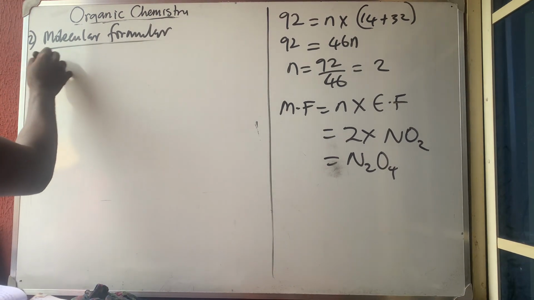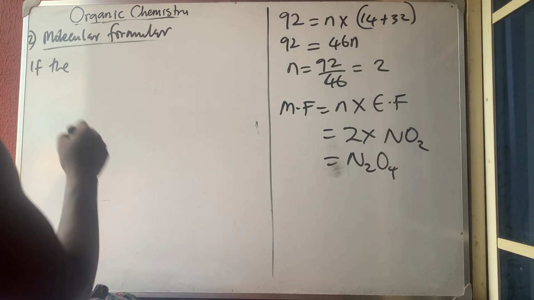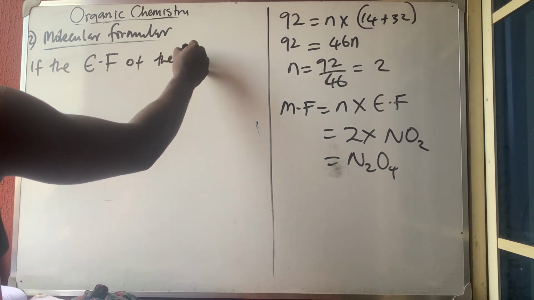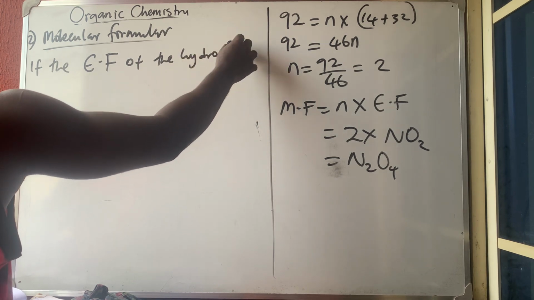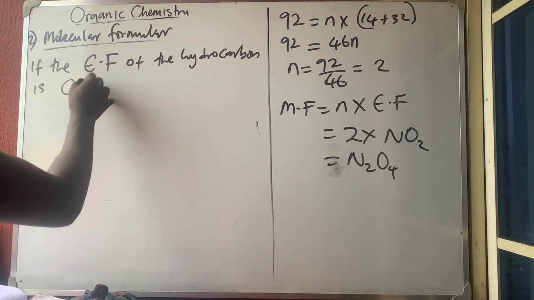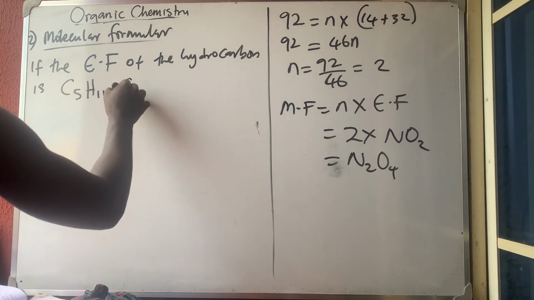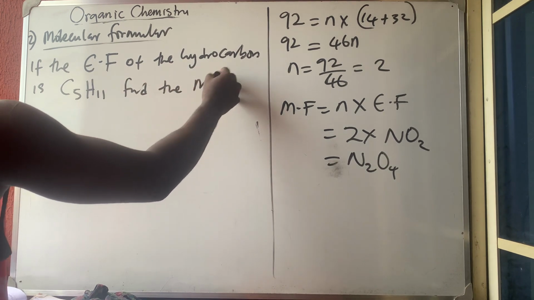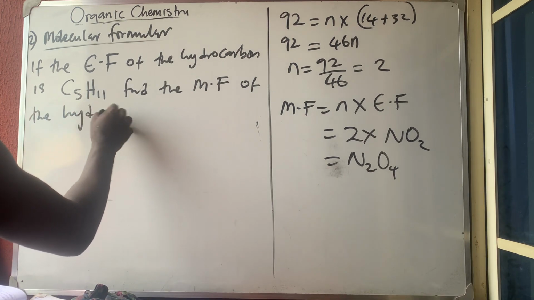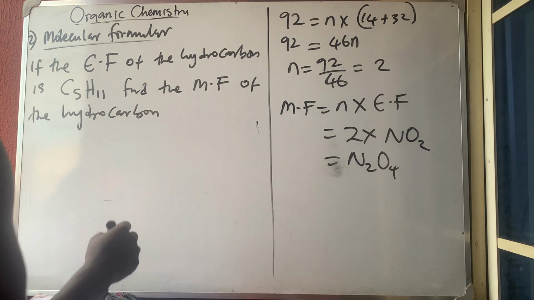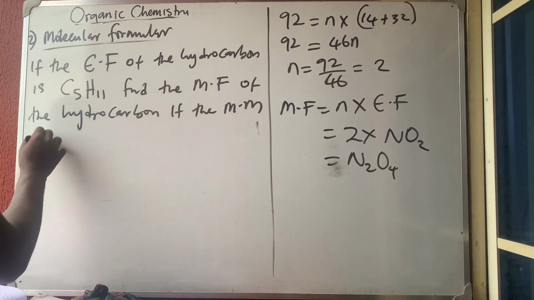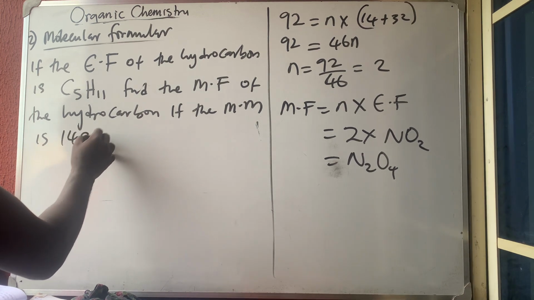They said, if the empirical formula of the hydrocarbon is C5H11, find the molecular formula of the hydrocarbon if the molecular mass is 142 gram per mole.